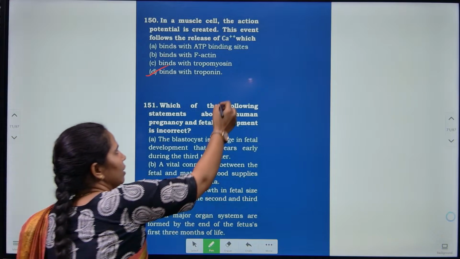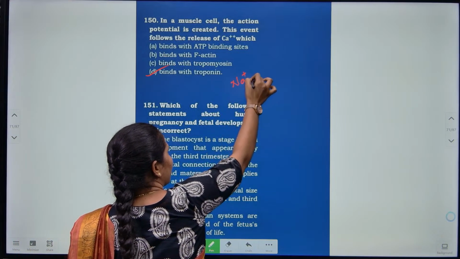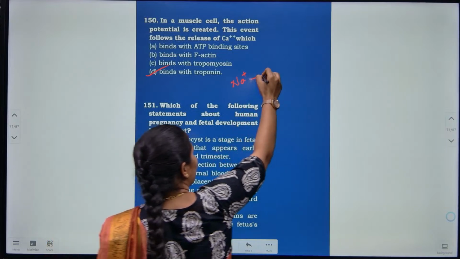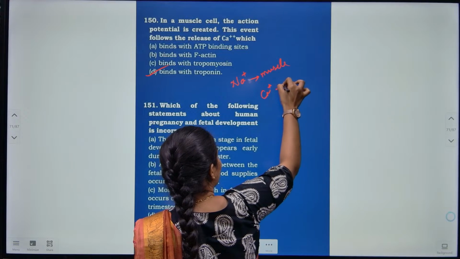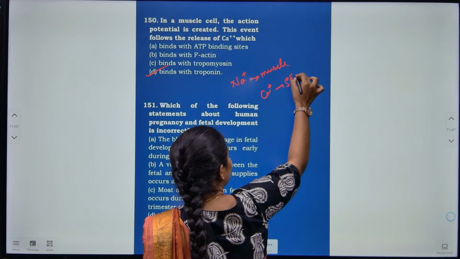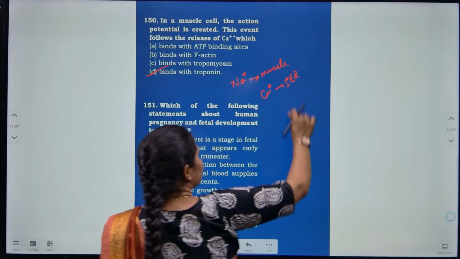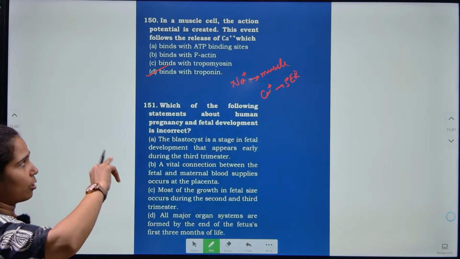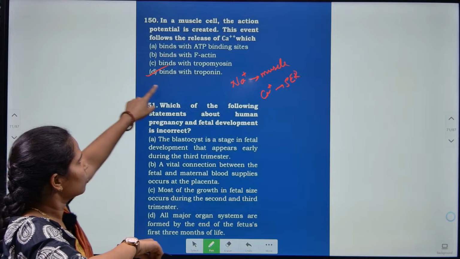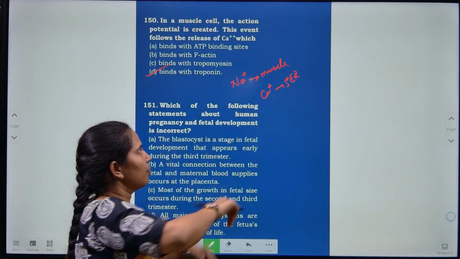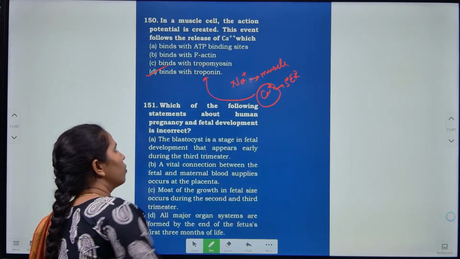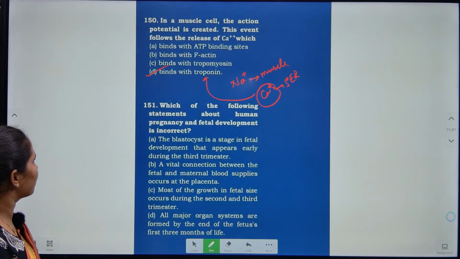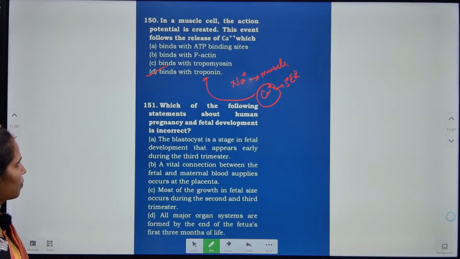So here the Na plus ions, when they come and bind to the muscle, then the calcium ions which are present in the sarcoplasmic endoplasmic reticulum here are released, and then directly they are going to go and bind with the protein filament called troponin here. So option D is the right answer.